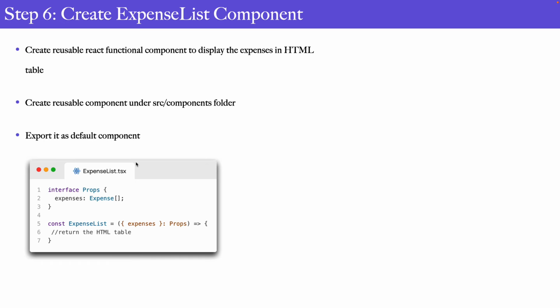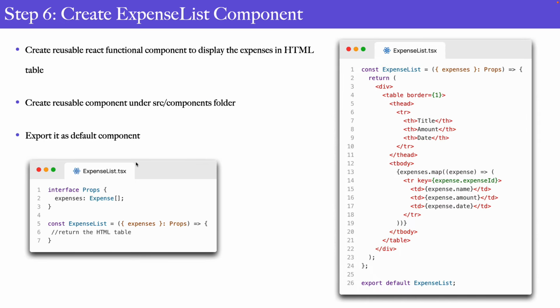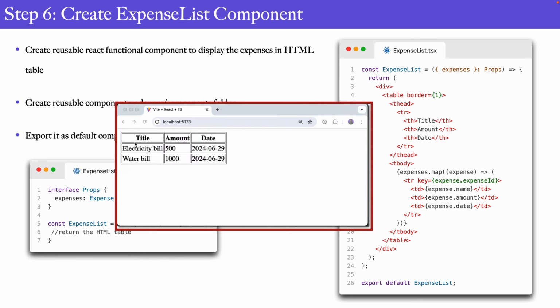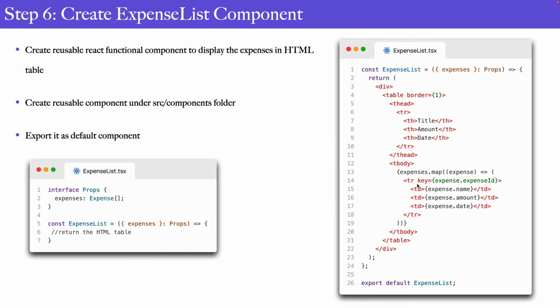Next we are going to define the ExpenseList component, and we will be destructuring the props, and inside this we are going to render the HTML table. Inside this we will be just iterating over the list of expenses, calling the map method, and it will get the single expense object, and we will be accessing the name, amount, and date, and we will be returning the table row. And finally we're going to export this ExpenseList as a default component.